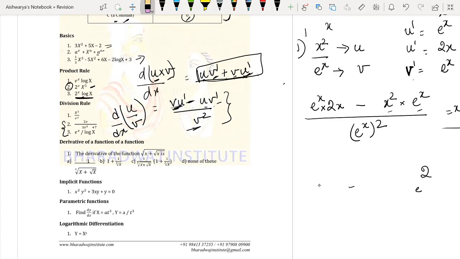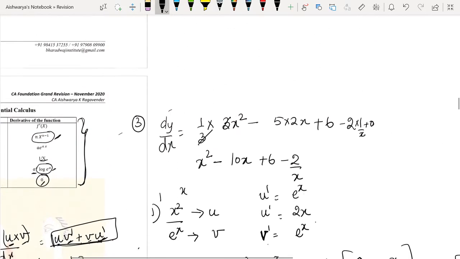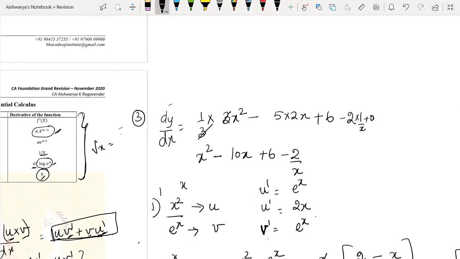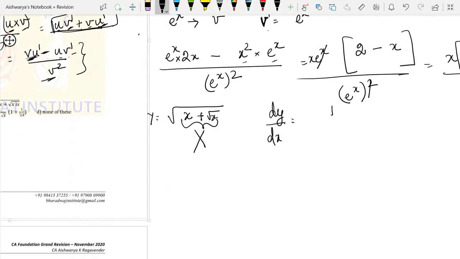Now let us go to the derivative of a function of a function. I have taken one example here. The question is root of x plus root x. This is your y function. When you are doing dy by dx, think of this whole thing as a capital X. Root x differentiation is also included in the table. It will be 1 by 2 root x. So this will become 1 by 2 root of (x plus root x).